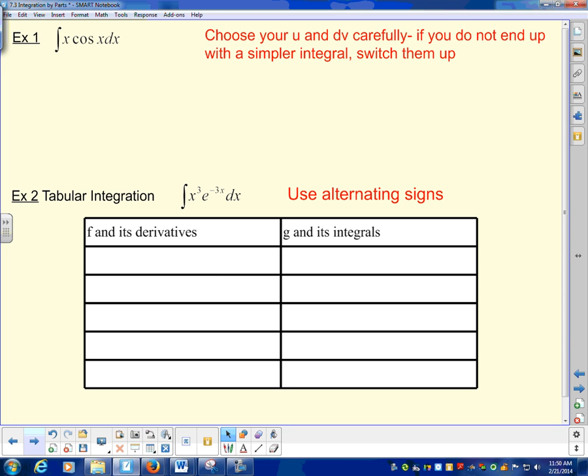All right, so let's start with an example here. We have the integral of x cosine of x. We could not use a u substitution on this because if I let x be u, the derivative would be 1. That's a problem. If I let cosine of x be u, then its derivative is not x, so that's not going to work.